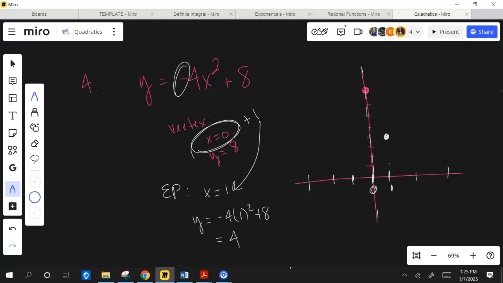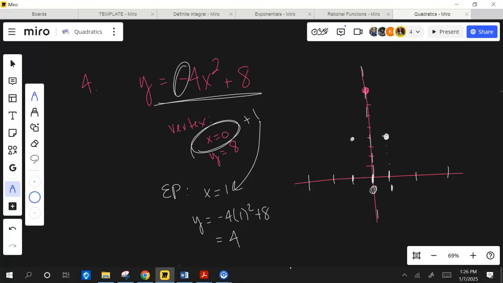Why did you plot it at 1? Don't plot it at (1, 1). That's just the x part that I picked to plug in. Like, if x is 1, what y goes with that? And so I plugged it back into this equation to find out what goes with it. Right. So it's (1, 4), and then I just reflect and connect.